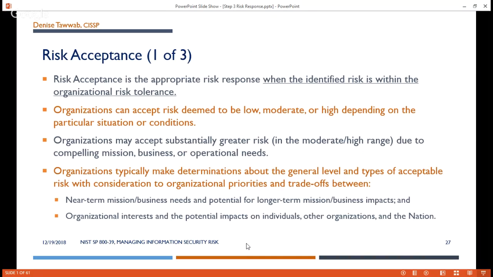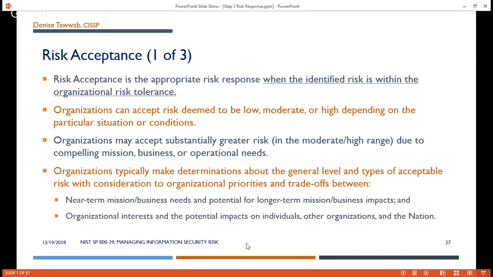Acceptance is the appropriate risk response when the identified risk is within your organization's risk tolerance. We're just going to accept that risk. Organizations can accept risk deemed to be low, moderate, or high, depending on the particular situation or conditions. You may accept substantially greater risk in the moderate to high range because of compelling mission, business, or operational needs.